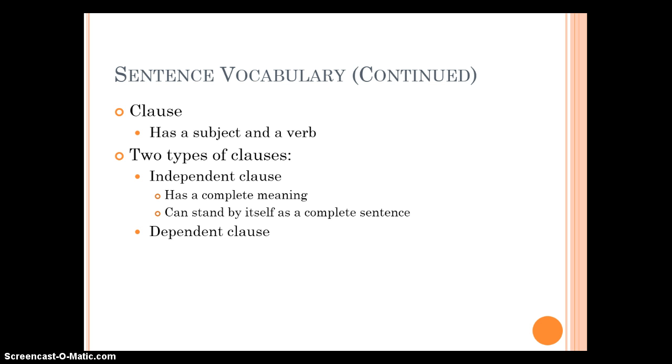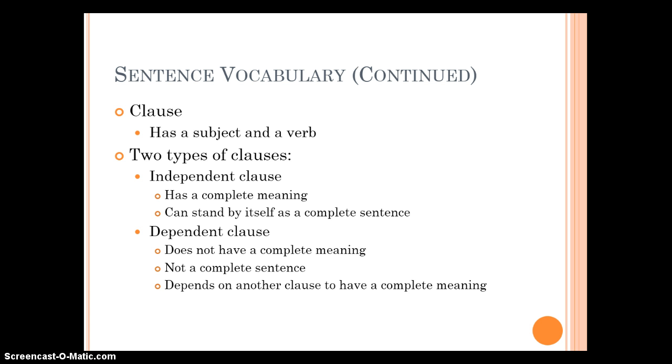Then there's the dependent clause, and although it has a subject and a verb, it does not have a complete meaning and therefore is not a complete sentence. You can remember which is which because the dependent clause depends on another clause to be a complete sentence. We also call dependent clauses sentence fragments. Here are some examples of clauses to see if you can determine the difference between dependent and independent clauses.